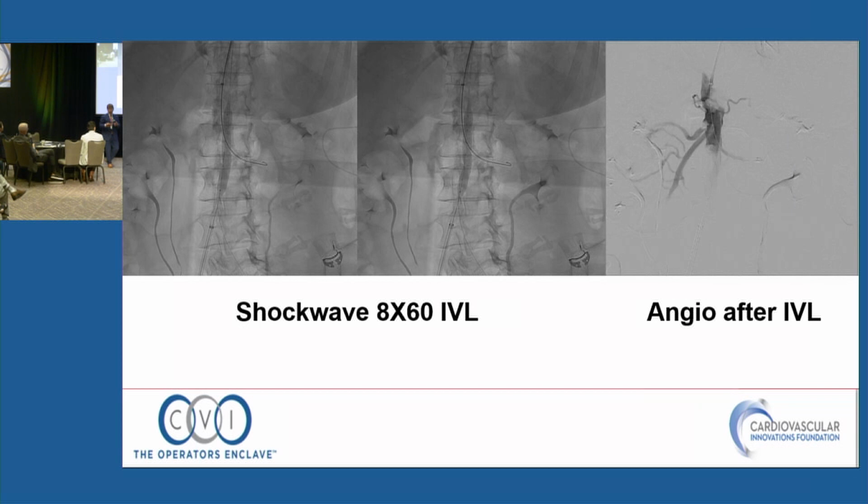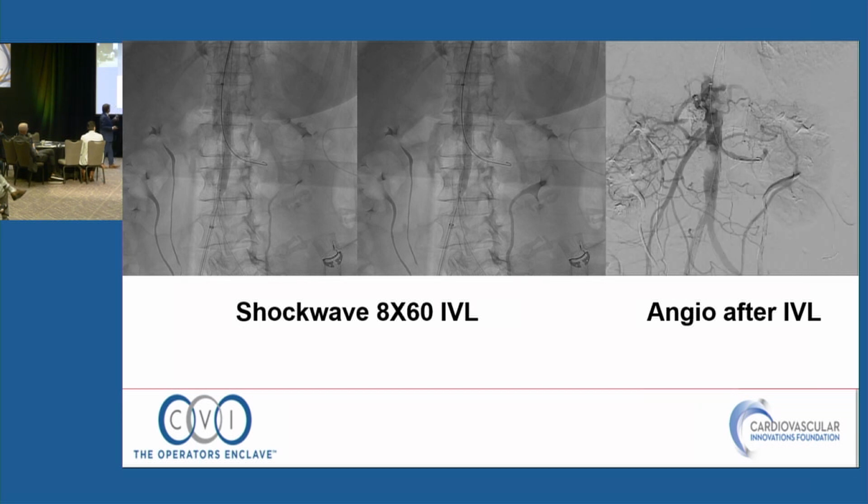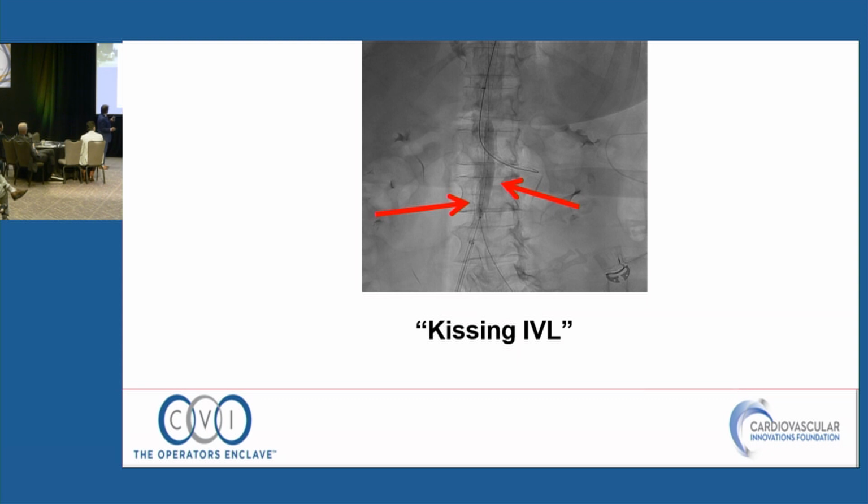Now we have big shock waves, 8, 10, 12, and shorter balloons. We didn't at this time. This was an 8x60 shock wave. And you can see we got a nice luminal improvement, and the IVL lets you do this kind of work without rupturing or cracking the aorta or embolizing, which is important. So we wanted to get a little bigger lumen, so we didn't, now I'd use a 10 or a 12, but we didn't have that.